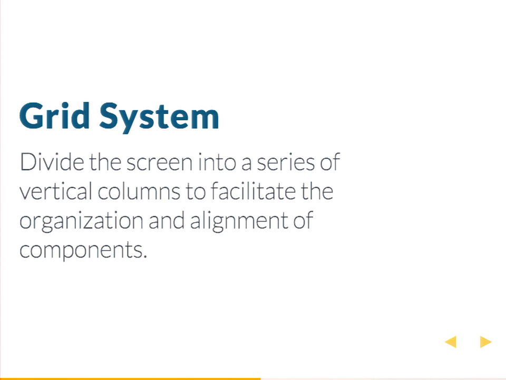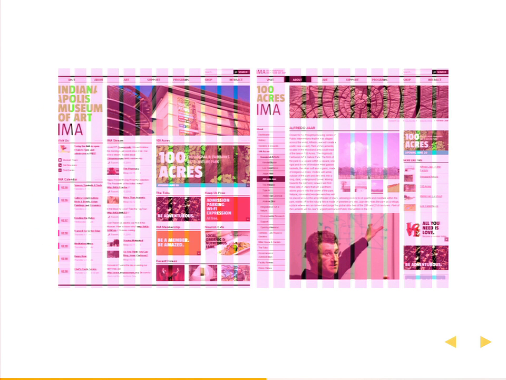So now I want to talk about grids. The overall grid system pattern is to divide the screen into a series of vertical columns to facilitate the organization and alignment of components. Just to give an example of this, this is a grid overlaying the Indianapolis Museum of Art site. You can see that we're aligning all this content along the grid to keep things ordered and clean.